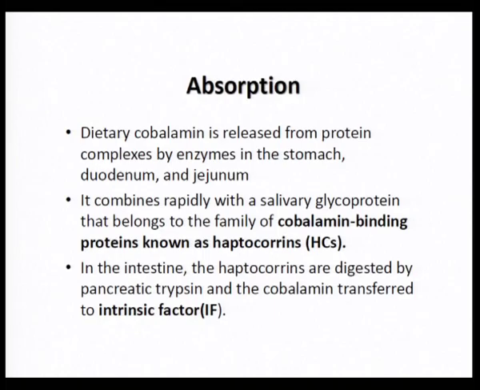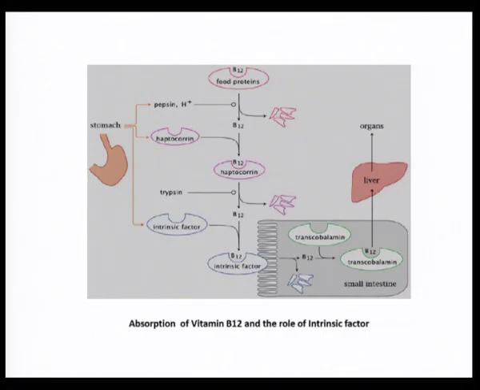It has a name, haptocorin, because corrin refers to the main ring that keeps the cobalt atom intact in the middle of the complex. So this compound, which helps in the absorption of vitamin B12, is called haptocorin. In the intestines, the haptocorins are digested by pancreatic trypsin, which is a protease, and the cobalamin is transferred to the intrinsic factor. So, before the intrinsic factor can attach to the extrinsic factor, you expect this proteolytic change to happen.